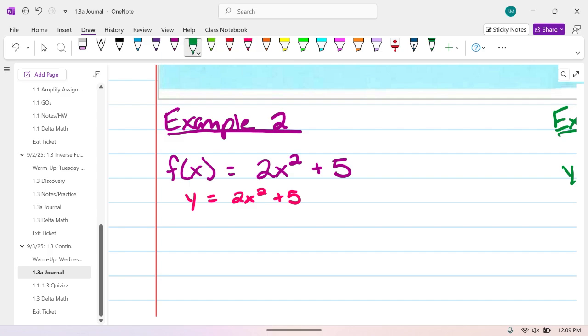Now, what's our first step when we're dealing with inverse? For anything inverse, what's always the first step? So we're not in solving land yet. I just want the first step. Switch the x and the y. So I now have x is equal to 2y squared plus 5.